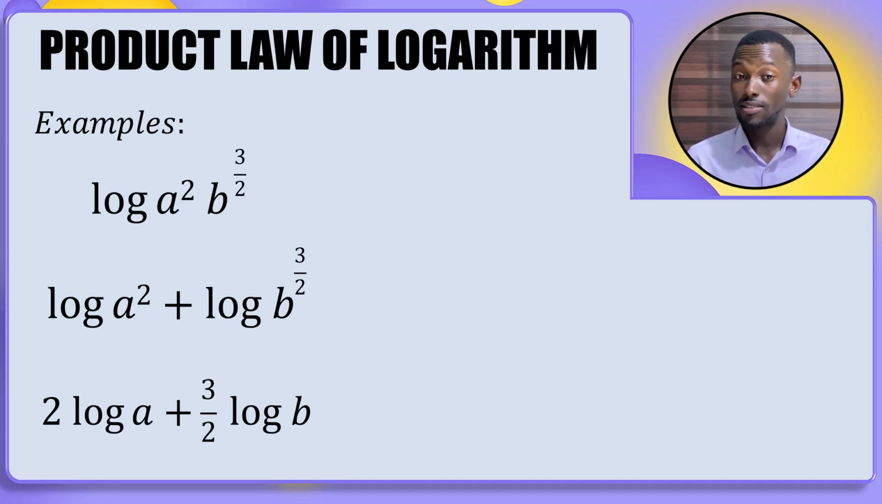After this, because the result is log a, we can't simplify it any further. We can't do anything to this. We just leave it at this stage. These are just alphabets that we can't do anything to. If they were numbers, then we'd see what to do next. So basically, this is the idea behind the product law of logarithm.